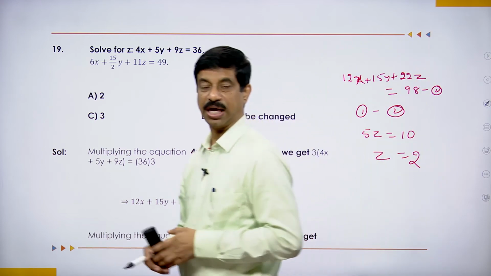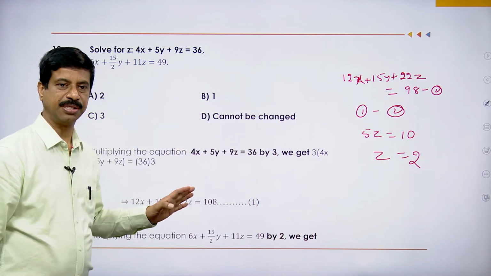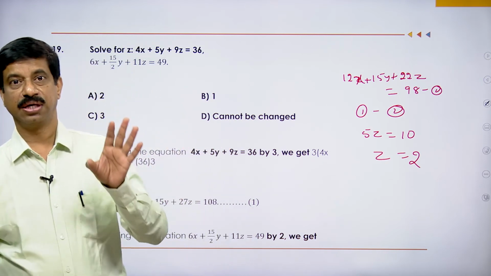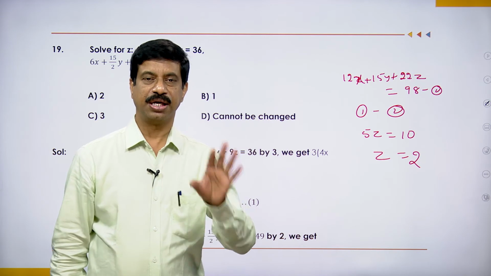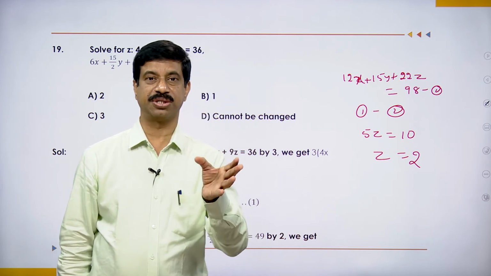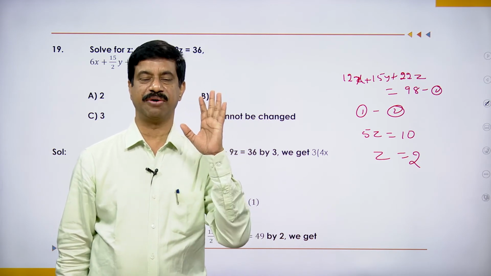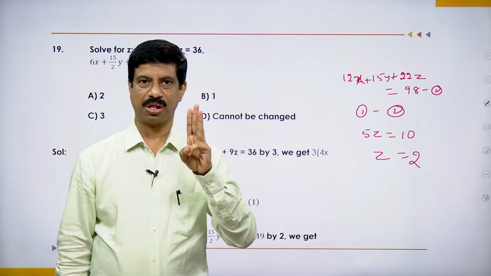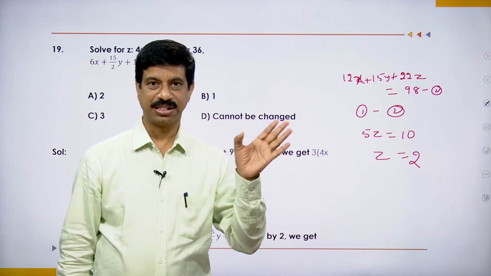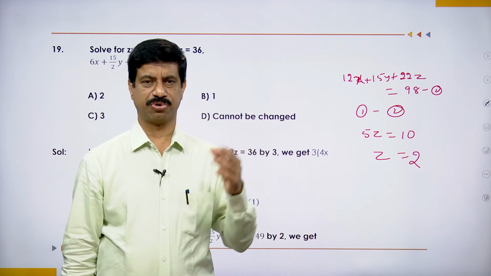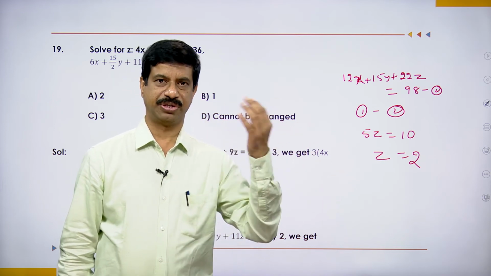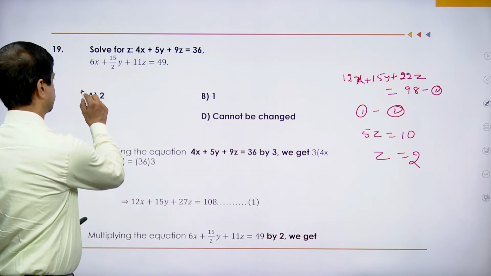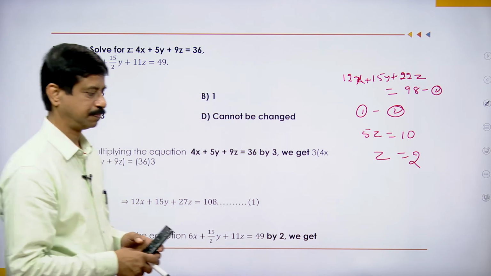So that's what I said, if there are 3 variables and you have to find out one of the values, this is only possible if the other 2 which he has not asked can be eliminated in a way. Otherwise, we need 3 equations to solve them, and it's not that easy to solve without a third equation. Of course, there is one more method which we'll discuss when situation arises. So z equal to 2, so option A satisfies. Quick.